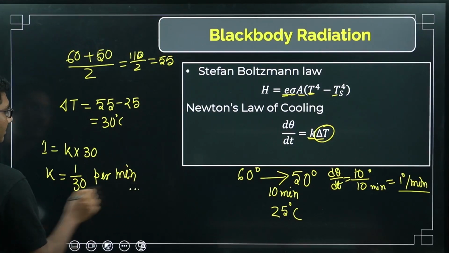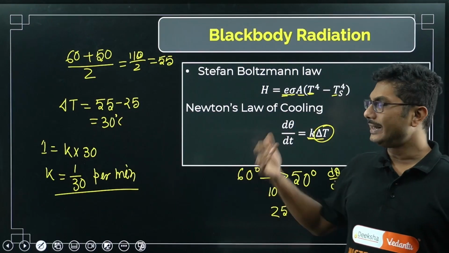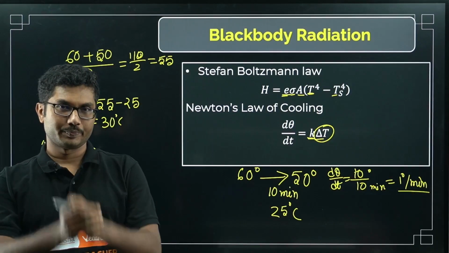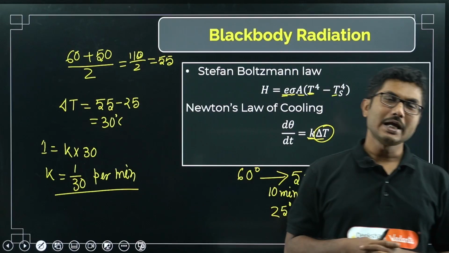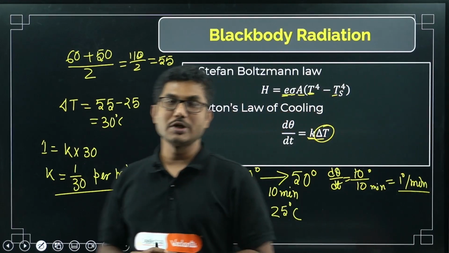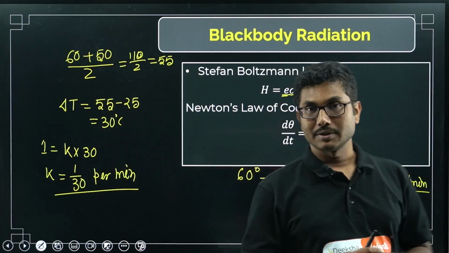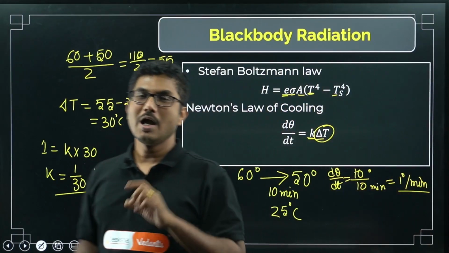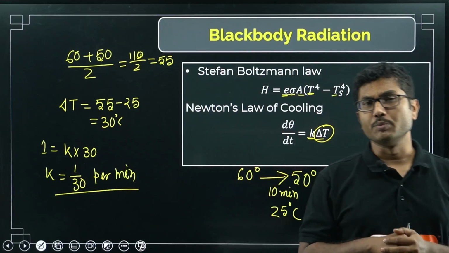Degree will cancel. Okay, so k is a constant, and it determines how fast an object cools down. If the starting temperature is very high, then that object cools down faster compared to an object at a lower temperature. That's why a hot object cools down faster compared to one that is somewhat close to the room temperature.